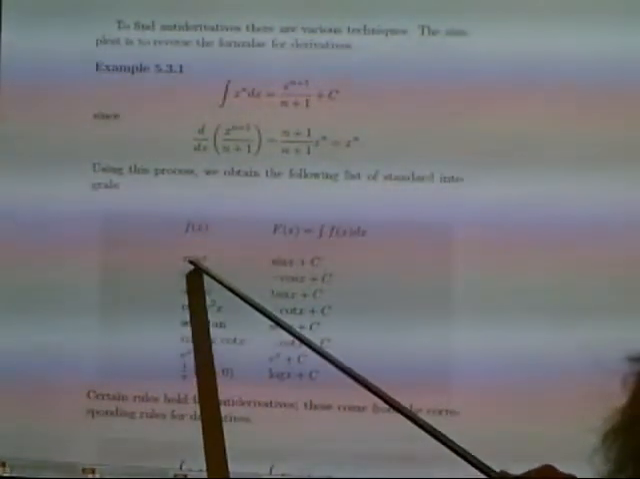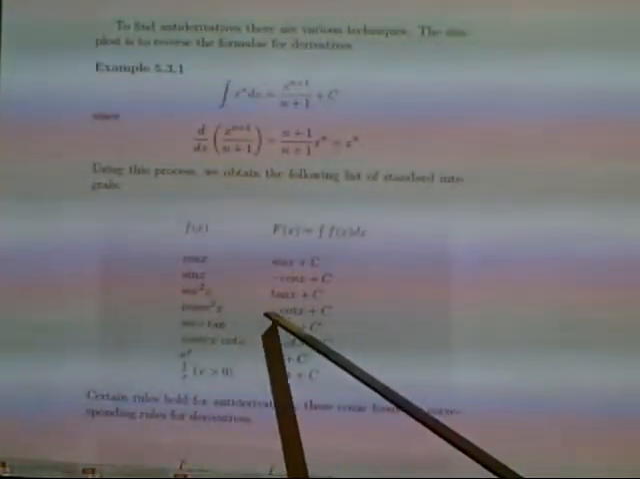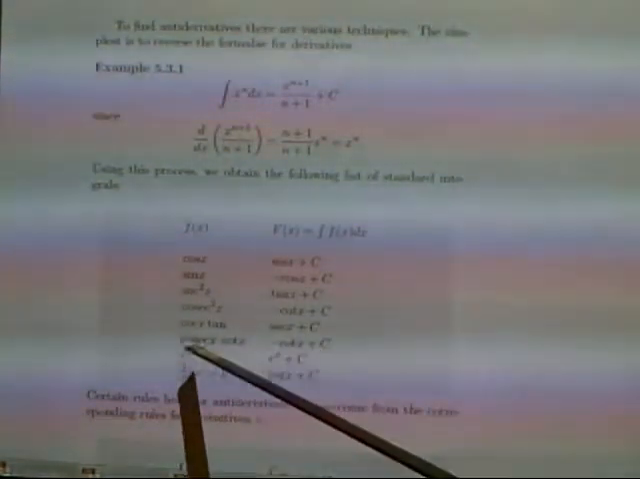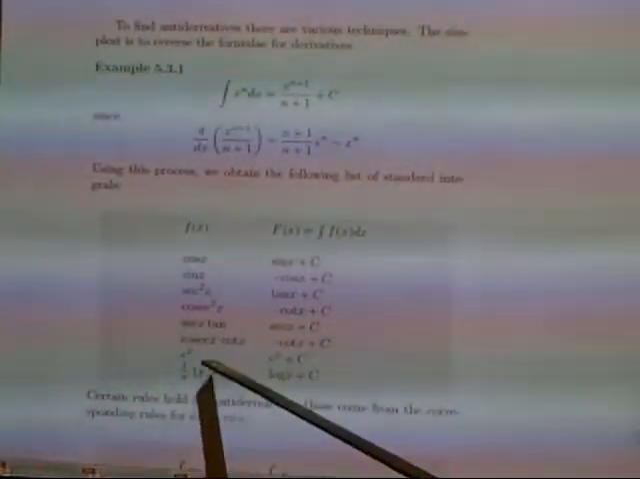If you integrate cos x, you get sin x plus c. Integrate sin x, minus cos x plus c. Integrate sec squared x, then tan x plus c. Integrate cosec squared x, minus cot x plus c. Integrate sec x tan x, then sec x plus c. Integrate cosec x cot x, minus cosec x plus c. Integrate e to the power x, then e to the power x plus c. Then 1 by x, then log x plus c. Those are the integration formulas.